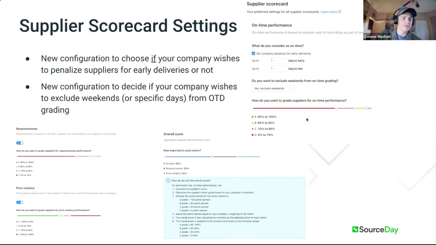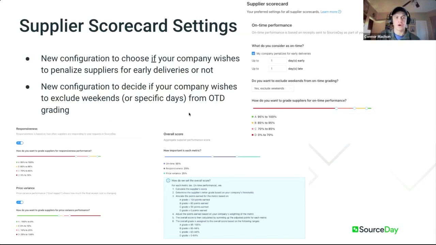For responsiveness and price variance, we do very similar things. We allow you to set what you want each of those individual grades to mean, as well as be able to choose if you even want to grade your suppliers on these individual metrics. So potentially you could turn off responsiveness if you don't care how often your suppliers are responding to POs, and same thing with price variance.